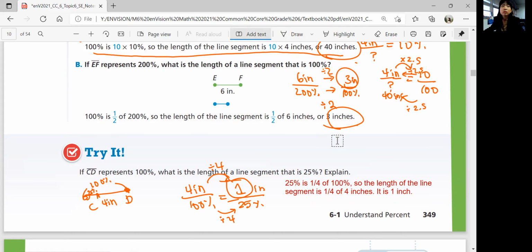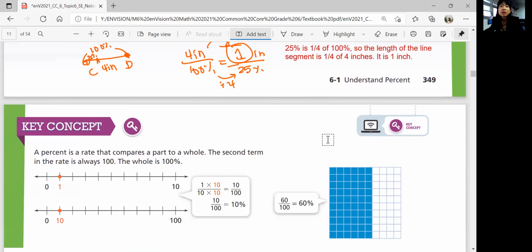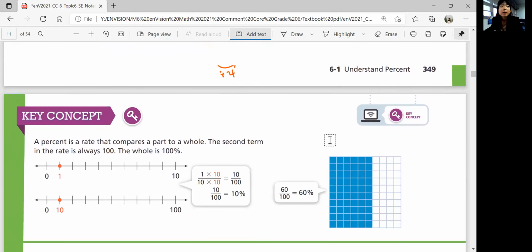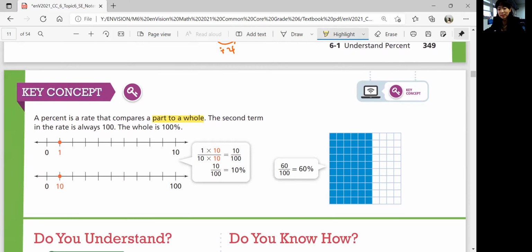All right, that was our lesson. Let's summarize our lesson. A percent is a rate that compares a part to a whole. The second term in the rate is always 100. So your denominator is always 100. The whole is 100%. Okay, that was lesson 6-1, understanding percent.